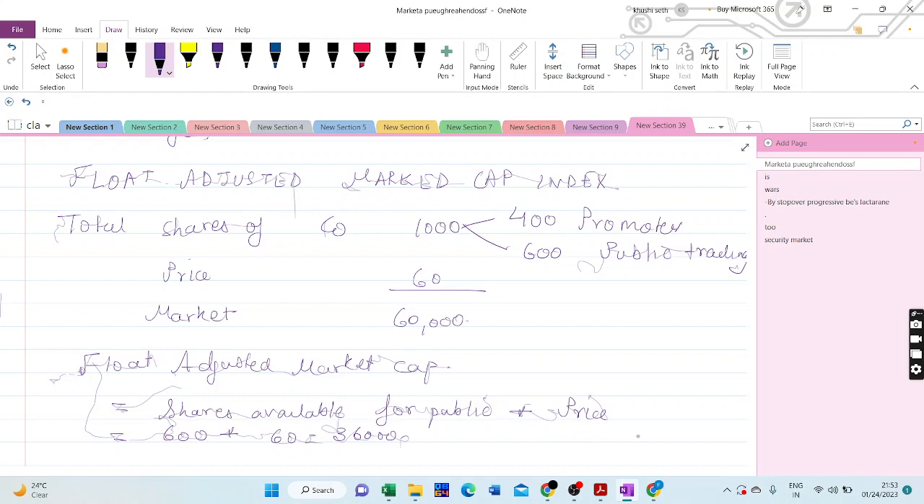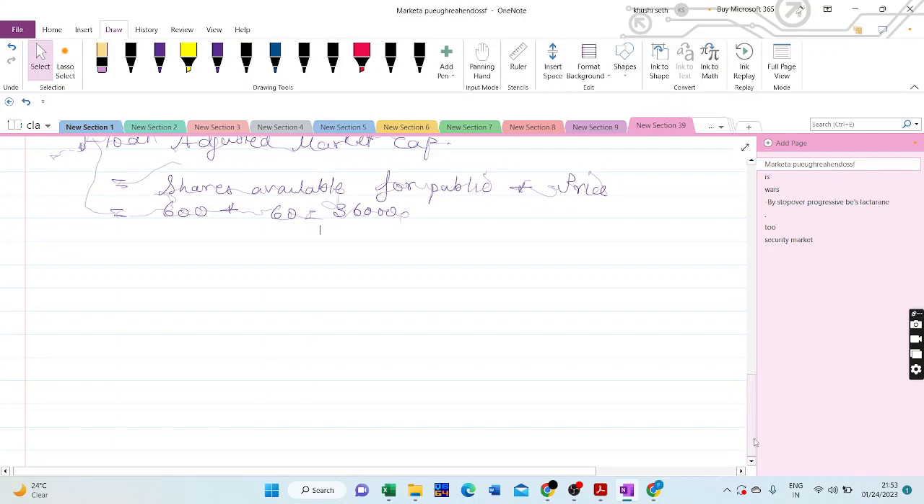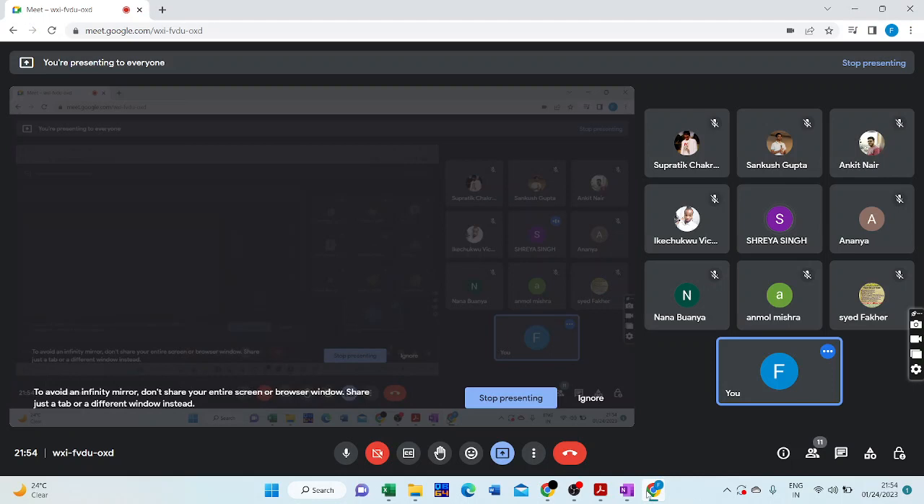Guys, are we good? Have we understood what this float adjusted market cap is? Any doubts here? No, sir.